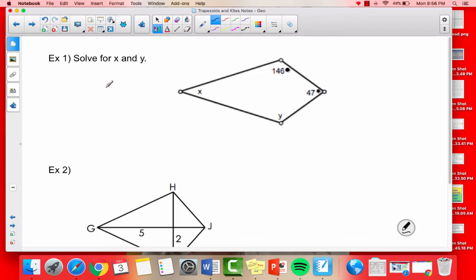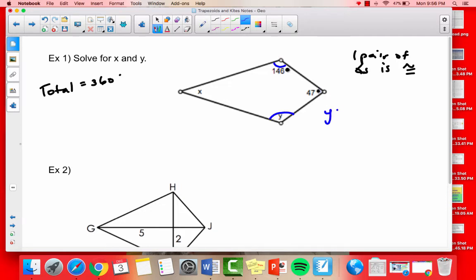If you ever forget, remember it's a four-sided figure, so the entire shape should total 360. Any quadrilateral will total 360. Well, we know that one pair of angles is congruent. That's important. The easiest one to tell in this case is that this angle that's 146 degrees is also angle y. So we'd say y is 146 degrees.